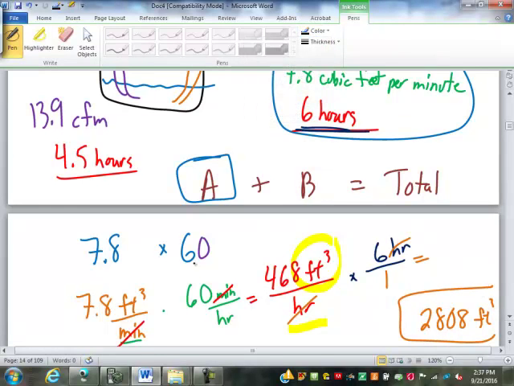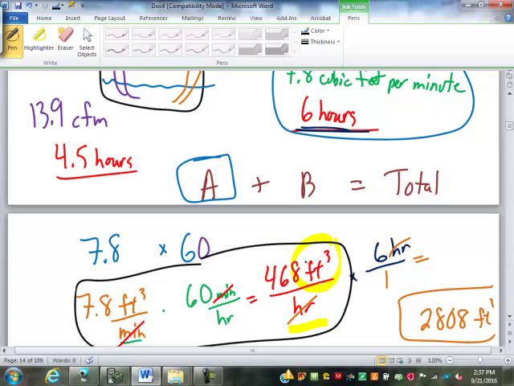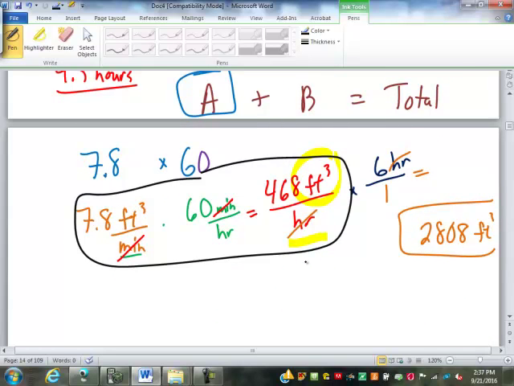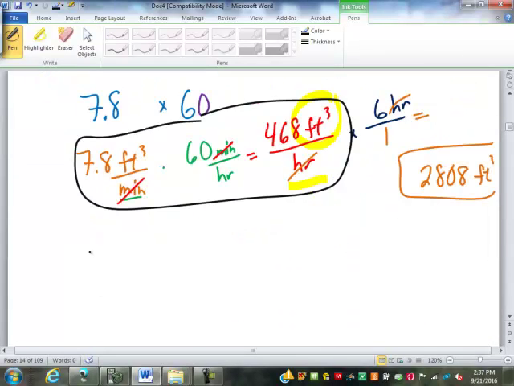Now, after we've done it with one of our pumps, we can do it with the other one. We don't have to go through the units to analyze what we're doing. We're going to take our 13.9 cubic feet per minute, and how we're going to convert that to cubic feet per hour.